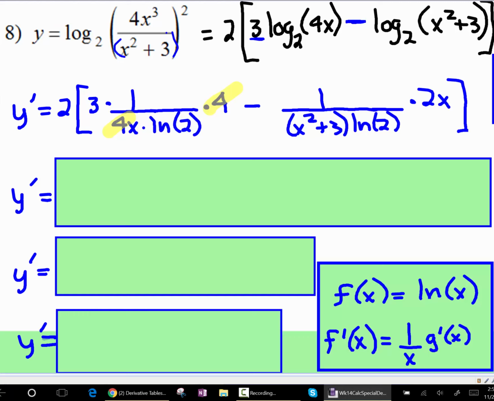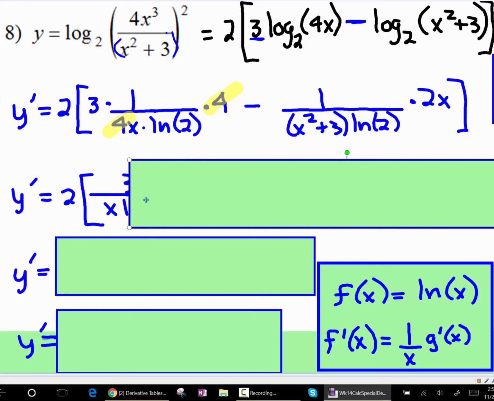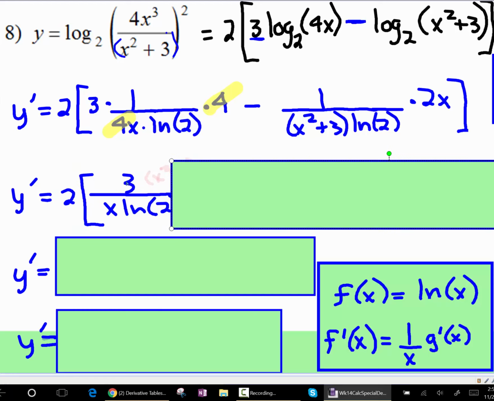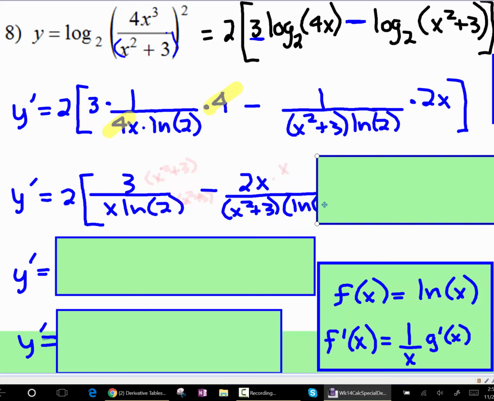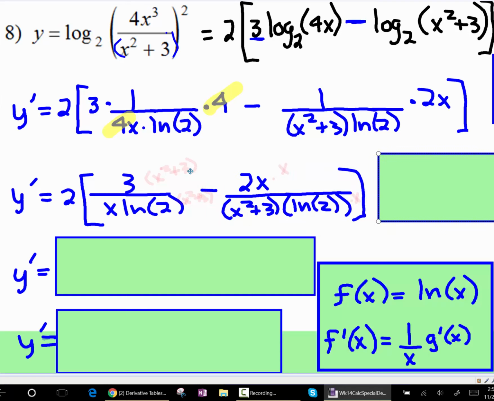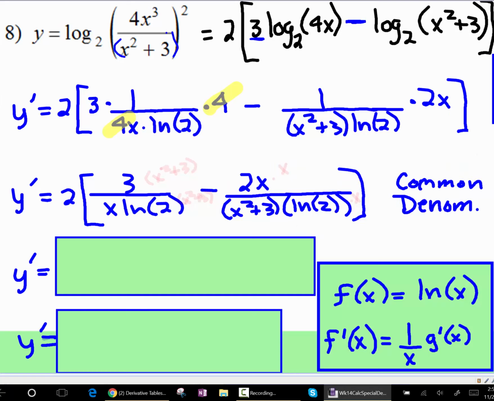2 times 3, we can go ahead, oh, and I think I left off a piece over here. Oh, and I'm just not multiplying that yet. So that cancels, leaving 3 over x times the natural log of 2. Subtract, none of this stuff will cancel. And notice you see these little blurred out marks. We're going to want to find the common denominator.